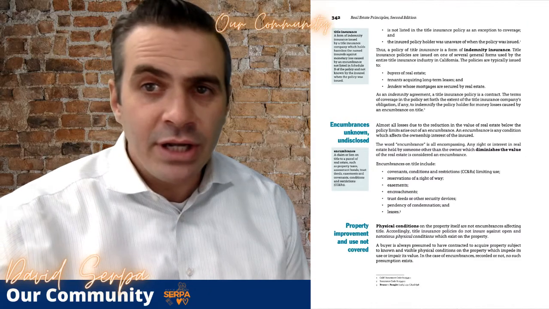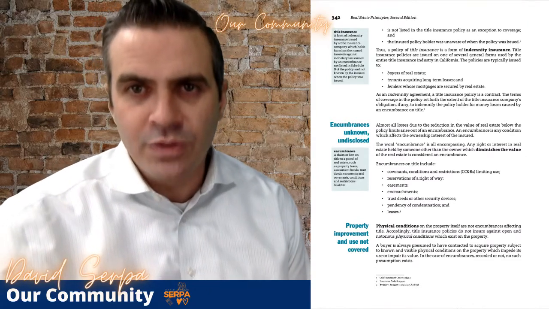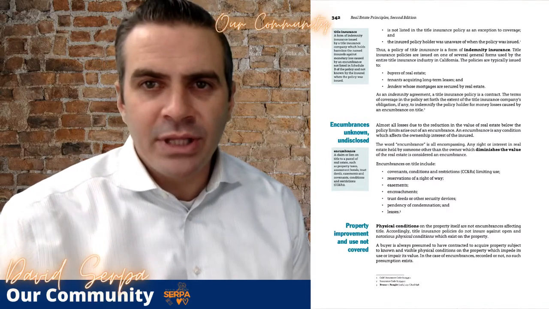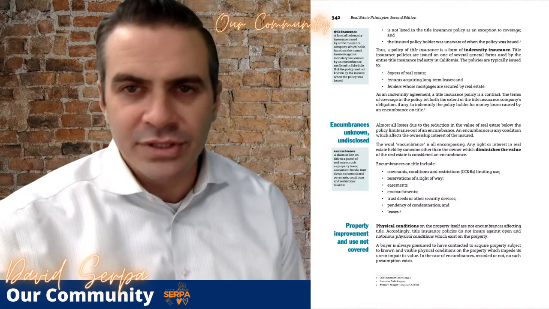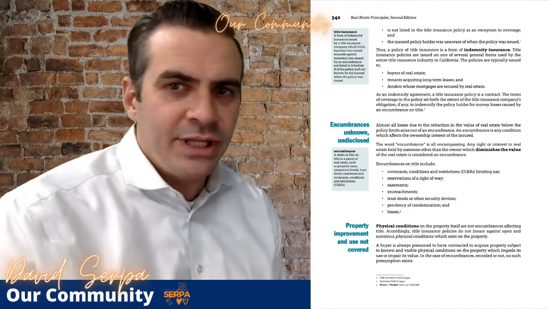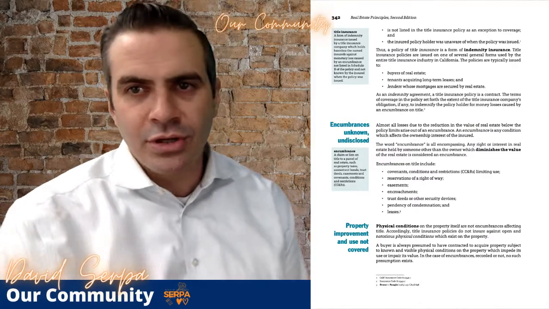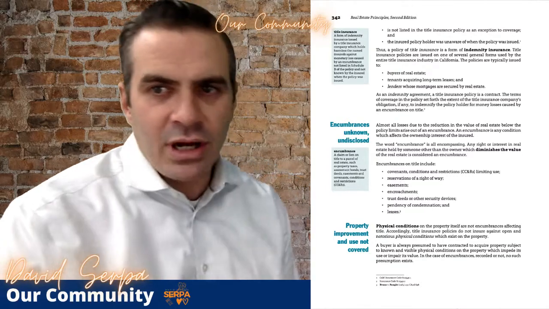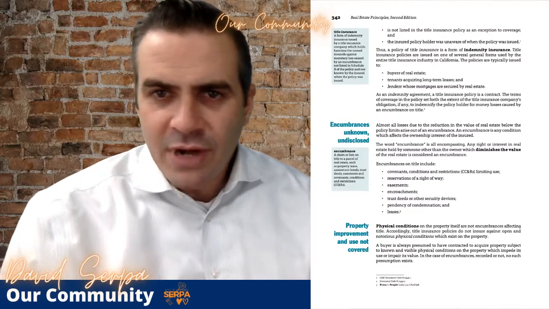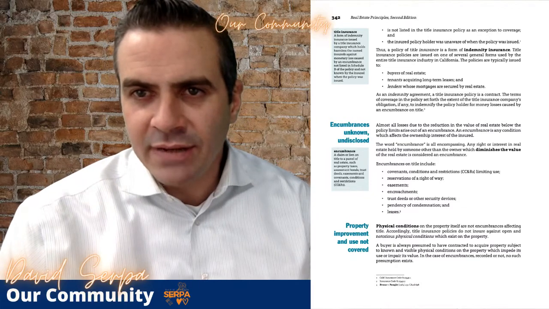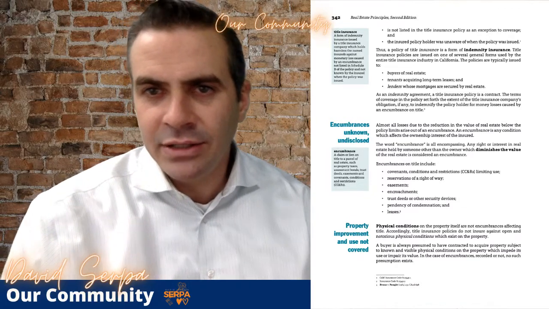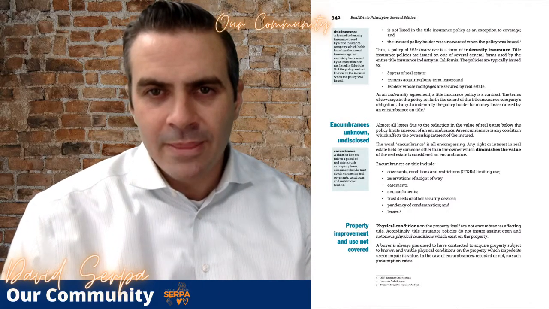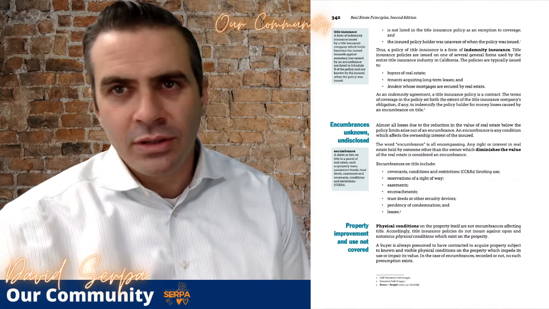Thus, a policy of title insurance is a form of indemnity insurance. Title insurance policies are issued as one of the several general forms used by the entire title insurance industry in California. The policies are typically issued to buyers of real estate, tenants acquiring long-term leases, and lenders whose mortgages are secured by real estate. As an indemnity agreement, a title insurance policy is a contract. The terms of coverage in the policy set forth the extent of the title insurance company's obligation, if any, to indemnify the policyholder for money losses caused by an encumbrance on title. Encumbrances unknown, undisclosed.